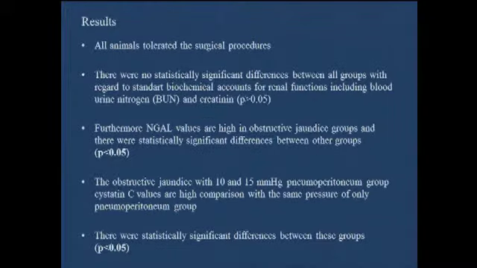All animals tolerated the surgical procedures. There were no statistically significant differences between all groups with regard to standard biochemical parameters for renal function, including blood urea nitrogen and creatinine. Furthermore, NGAL values are high in obstructive jaundice groups, and there were statistically significant differences from other groups.